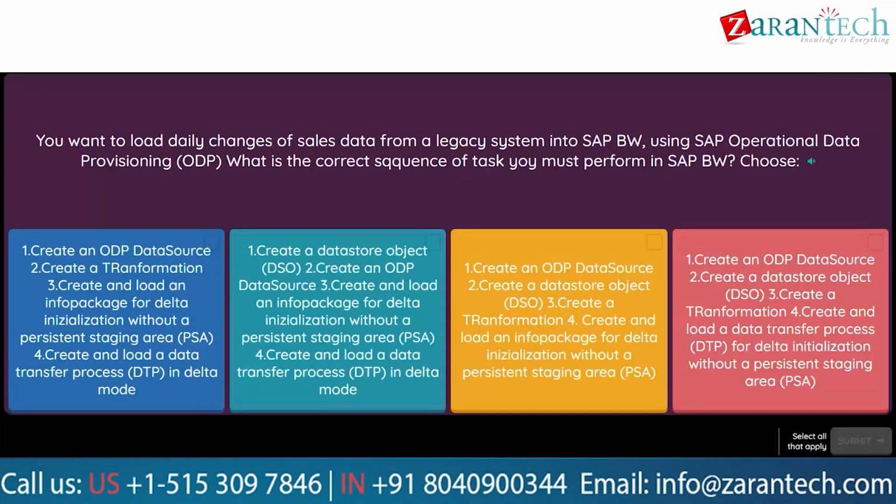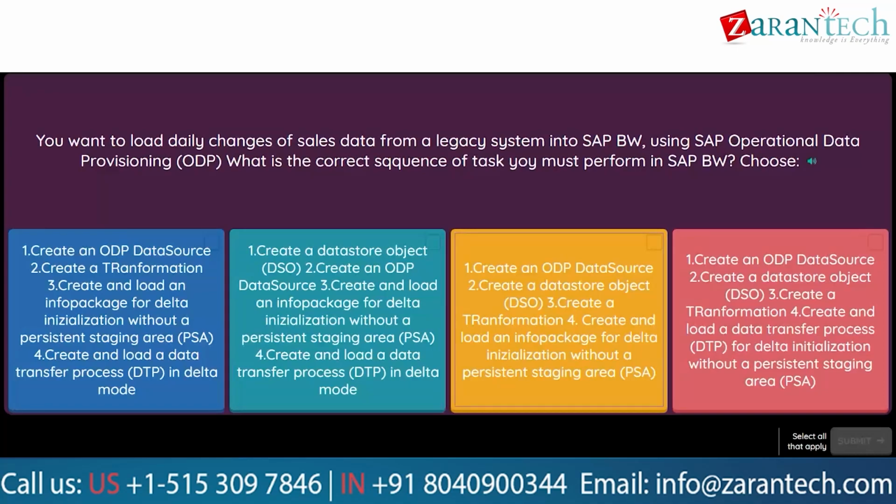Option 2: 1. Create a DataStore object, DSO. 2. Create an ODP DataSource. 3. Create and load an InfoPackage for delta initialization without a persistent staging area, PSA. 4. Create and load a data transfer process, DTP, in delta mode.